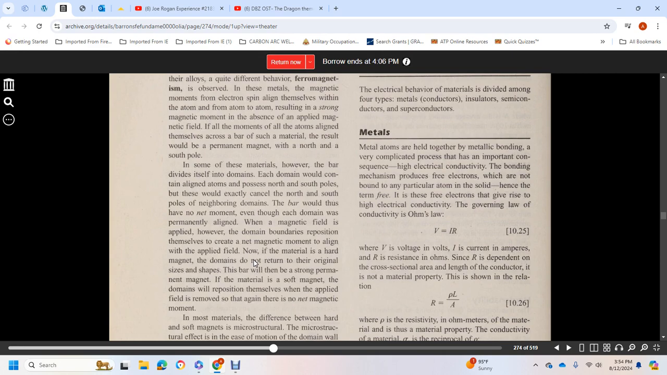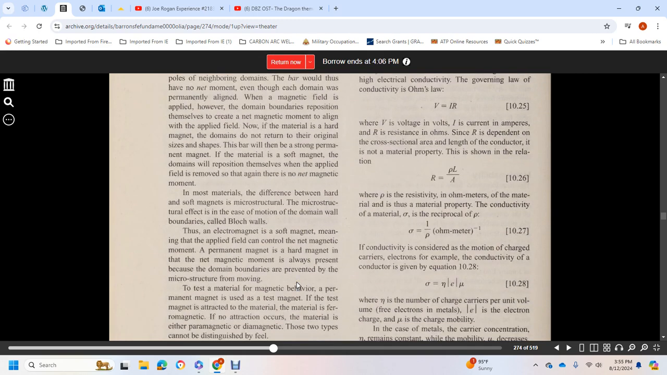Now, if the material is hard magnetic, the domains do not return to the original size and shape of the bar, and there will then be a strong permanent magnet. If the material is a soft magnet, the domains reposition themselves when the applied field is removed, so that again there is no magnetic moment.